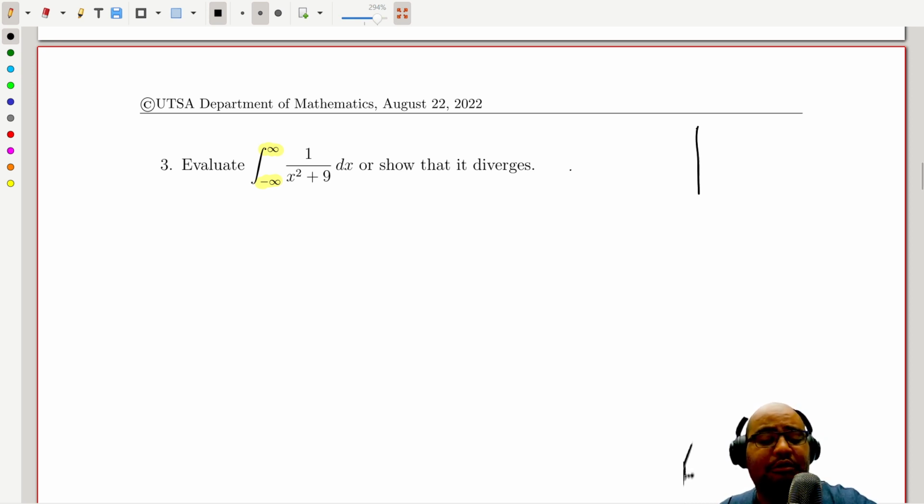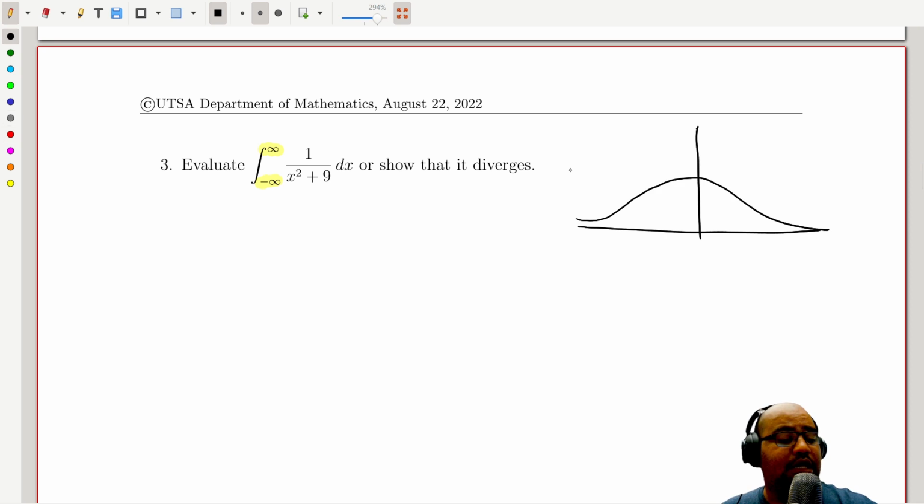Let's draw a picture to show what I mean here. This function kind of looks like this. It's not quite a bell curve, but sort of a bell curve. And we're going to go ahead and chop this up from -t to +t. So we have this area here.